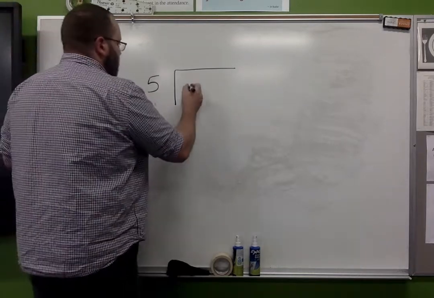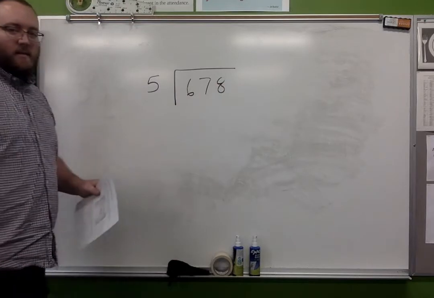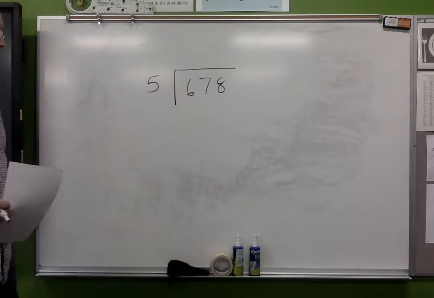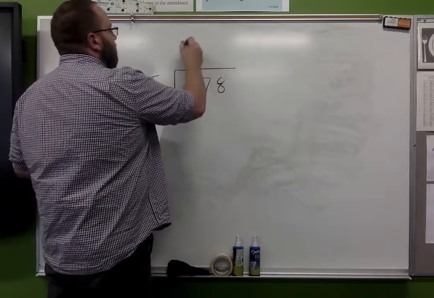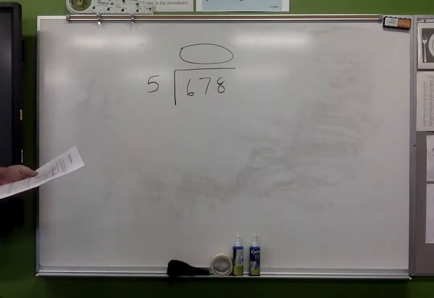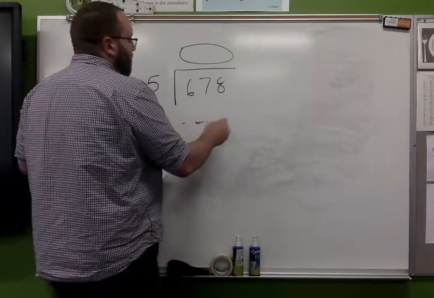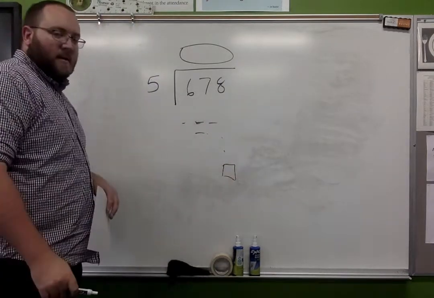This right here is called the dividend. That is what's getting divided into 5 equal pieces. This up here, our answer, when we do our long division, is called the quotient. And when we do all of our long division, down here we're going to get a number that's not divisible by 5. That's our remainder.